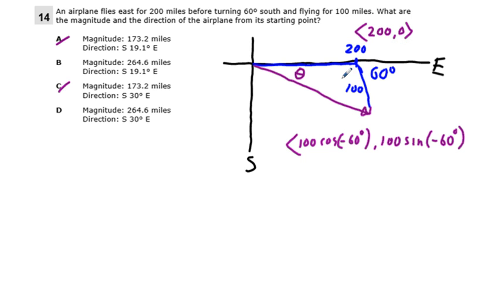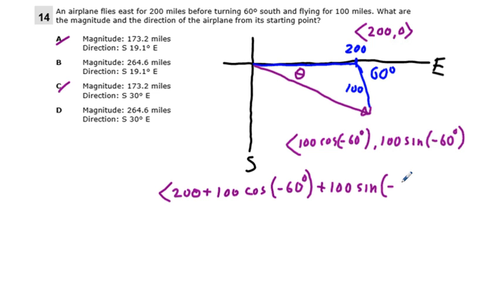And when we add these together, we're going to have 200 plus 100 cosine of negative 60 degrees. I happen to know that's going to be 1/2. Plus, and we have 0 plus, so we'll just have 100 sine negative 60 degrees. And we can write this all out in decimalized form using our calculator.